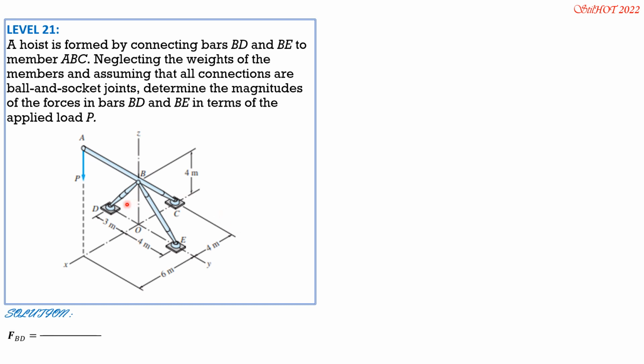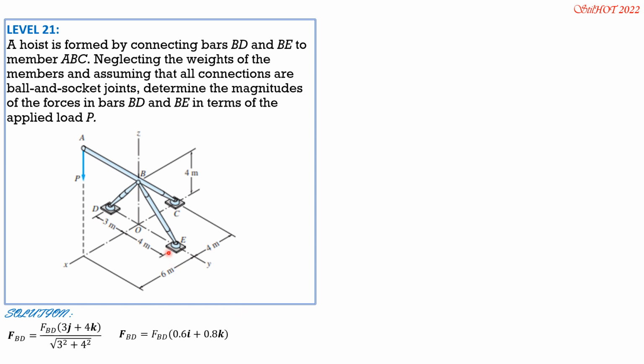So FBD is assuming compression, so 3J plus 4K over square root of 3 square plus 4 square. So FBD in vector form is magnitude of FBD. It is directed assuming compression, so rightward and upward. So FBD is equal to 0i plus 0.6j plus 0.8k.